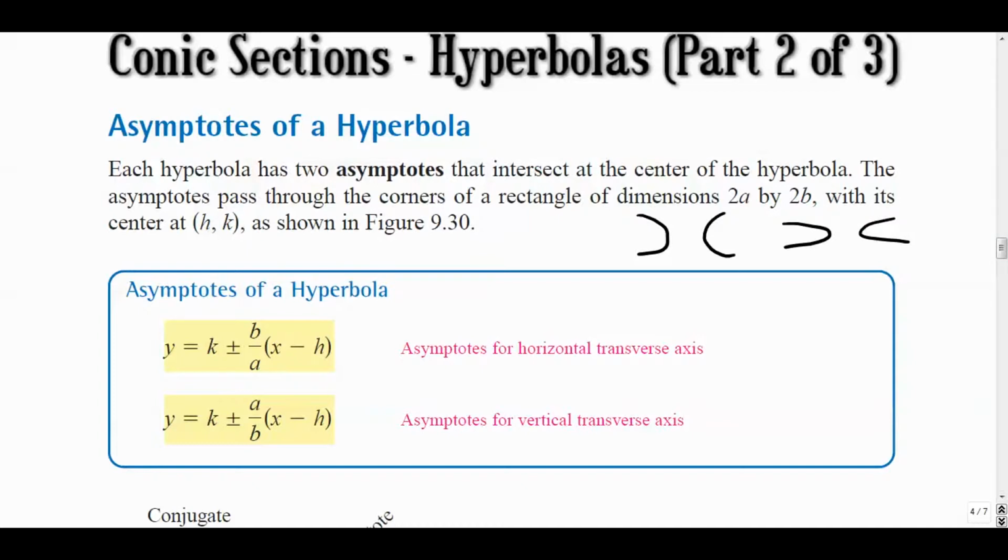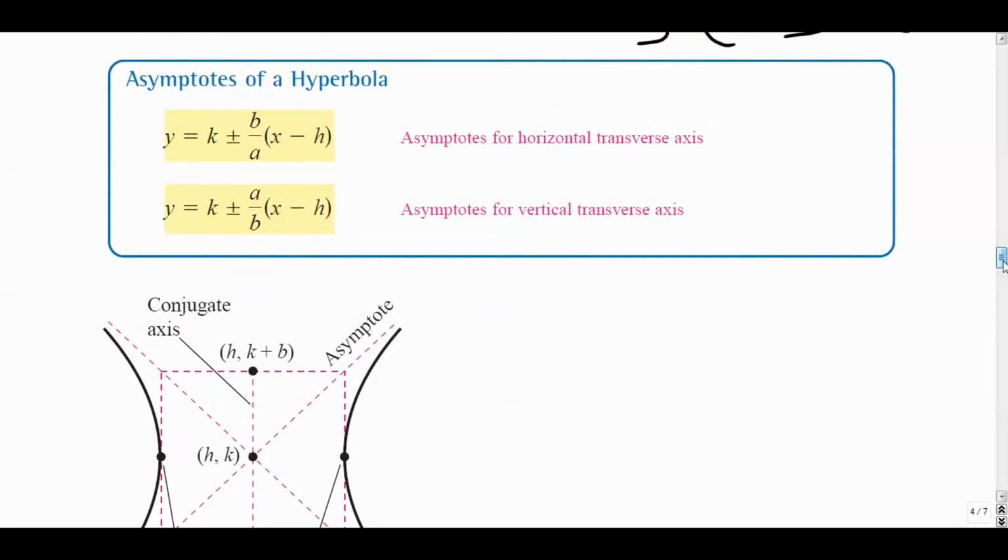And the asymptotes are quite simply just diagonal lines, and linear equations, of course, are y equals mx plus b. And in this case, if the hyperbola itself is horizontal, so we have the transverse axis this way, then that means that we're going to go b over a. If the hyperbola is vertical, that means we're going to go a over b. That's really the only difference. And you can see h and k are in there as well.